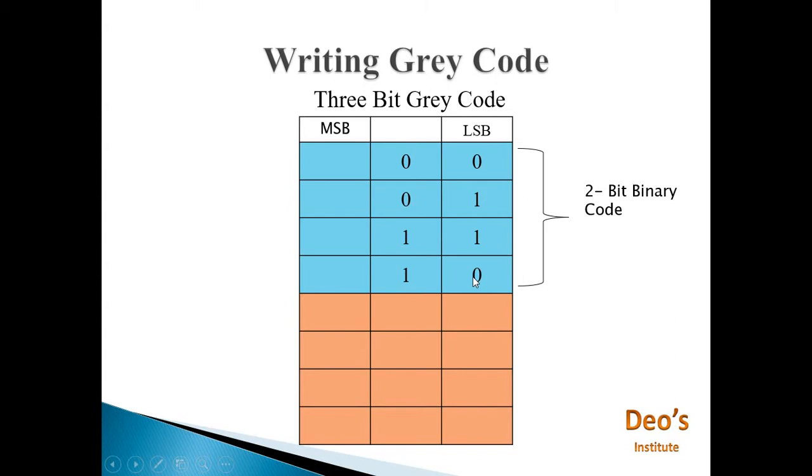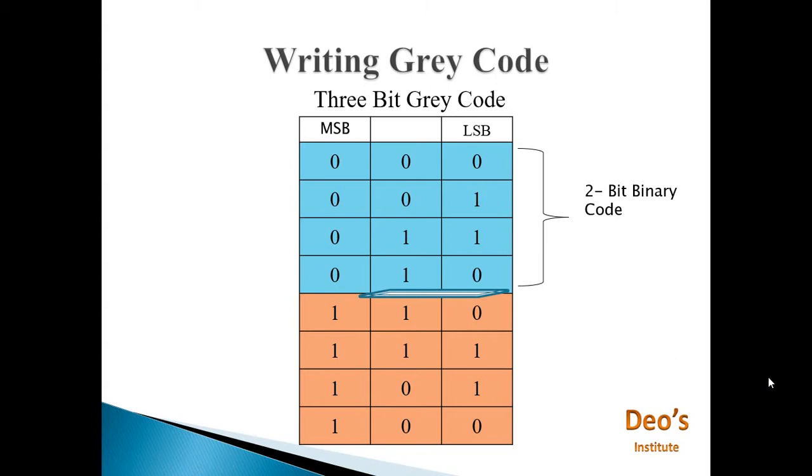00 01 11 10. Then again a mirror is considered and this code is reflected here. So this code's reflection will be like this: 10 11 01 00. And for the MSB, the first half of the rows will be filled with 0 and the last half of the rows will be filled with 1. This is how we can write the gray codes for any number of bits.